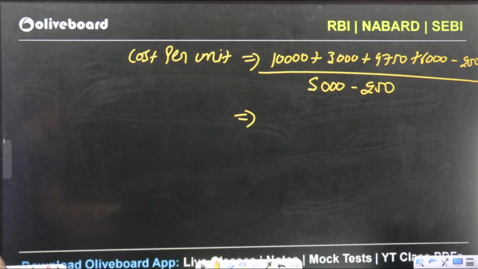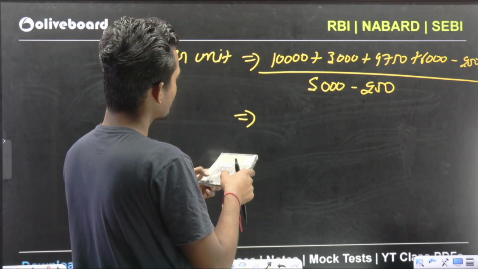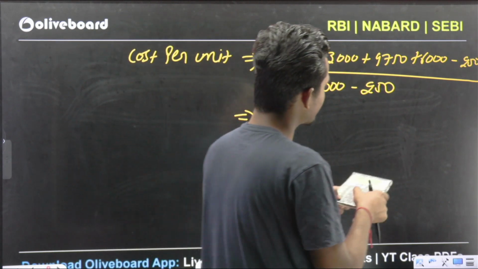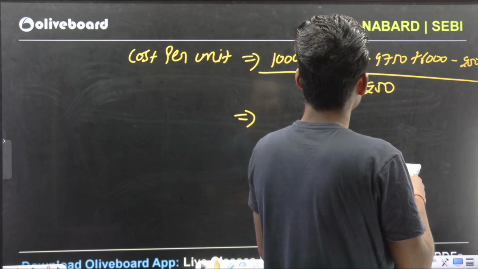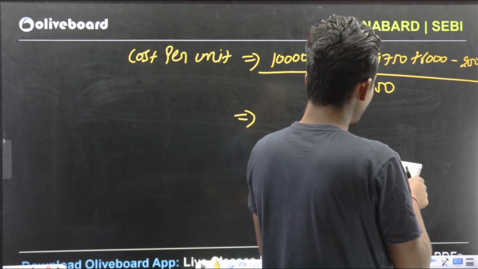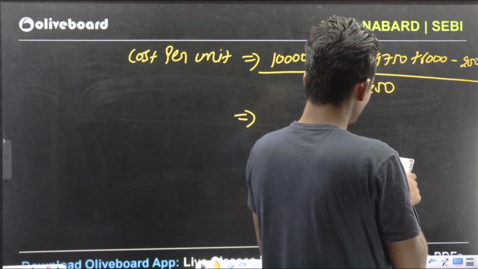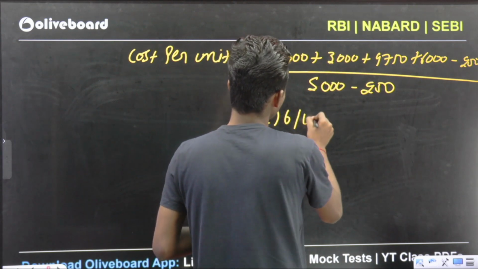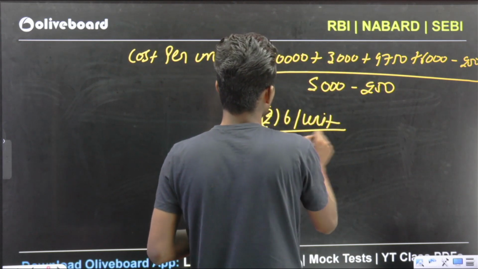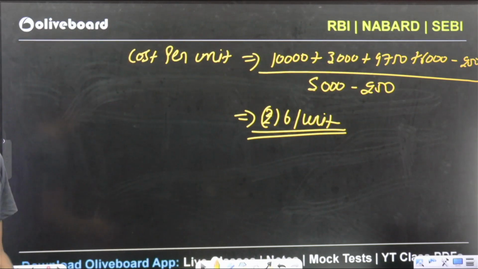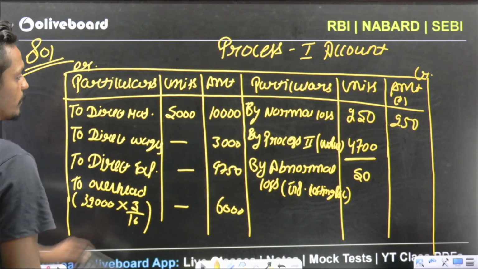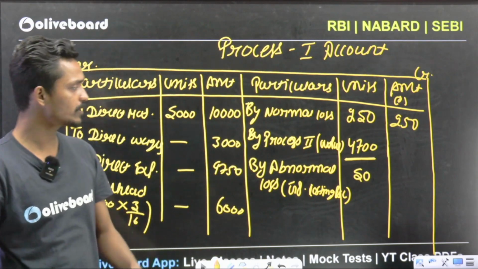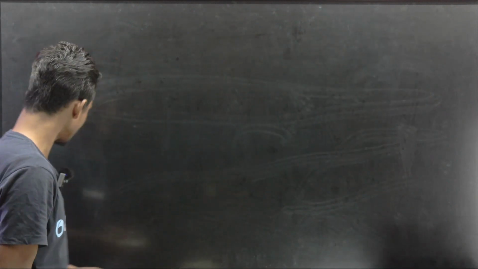So I can simply calculate the cost per unit as 10,000 plus 3,000 plus 9,750 plus 6,000 minus 250, which is the income, divided by 4,750 units. So I can simply calculate 6 rupees per unit. 6 rupees per unit is the cost per unit. Now how can I calculate the process second output? We have to calculate the process second output at the cost per unit.